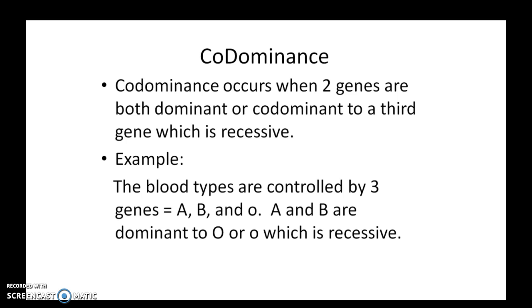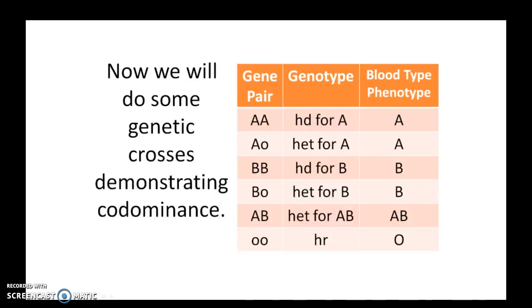Another really good example would be blood types. Blood types are controlled by 3 genes. We have genes for A, B, and O. A and B are dominant. They are codominant to each other. And O is recessive. So we're going to do some crosses demonstrating codominance here. But just to show you for blood types, because blood types are very interesting. Here are all our possible gene pairs.